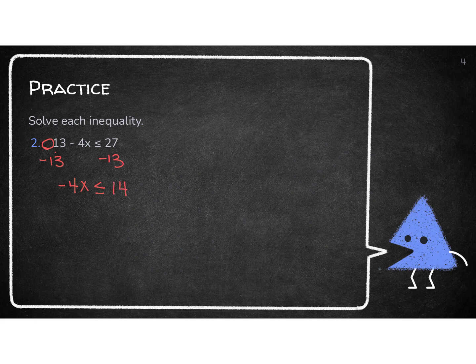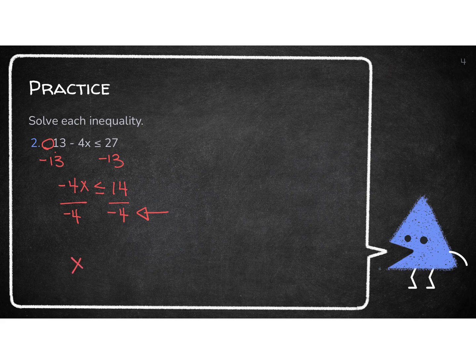Now I am going to finish solving this by dividing by negative 4. What you do to one side, you have to do to the other. Here, I'm dividing by a negative number, right there is that negative number. So that tells me that I am going to have to flip my sign.